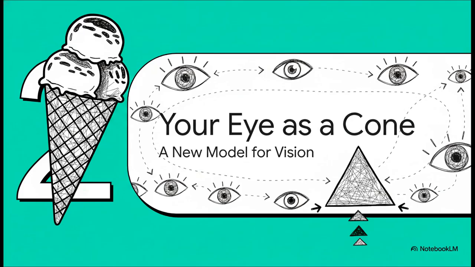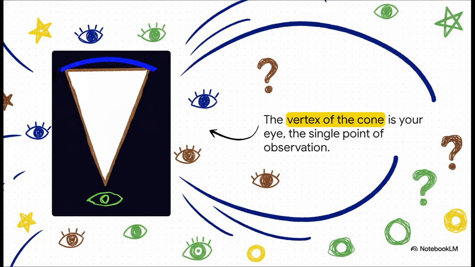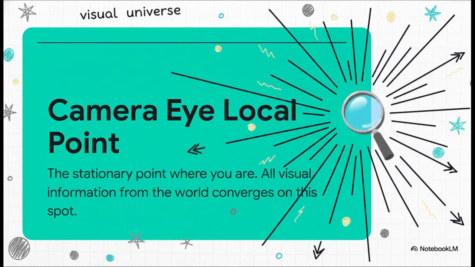So how on earth does an ice cream cone relate to your eye? Well, the idea is that it's a direct analogy. This cone shape is actually a perfect simplified model for how you see the world. In this model, I want you to imagine that the sharp point of the cone, its vertex, is you. Or, to be more specific, it's your eye. It's that single stationary point, what the author calls a camera eye, that's gathering all the visual information from the world around you. This is a really powerful way to think about it. Your entire visual universe literally radiates outward from this one single point. Everything you see, all of space, is structured in relation to exactly where your eye is.